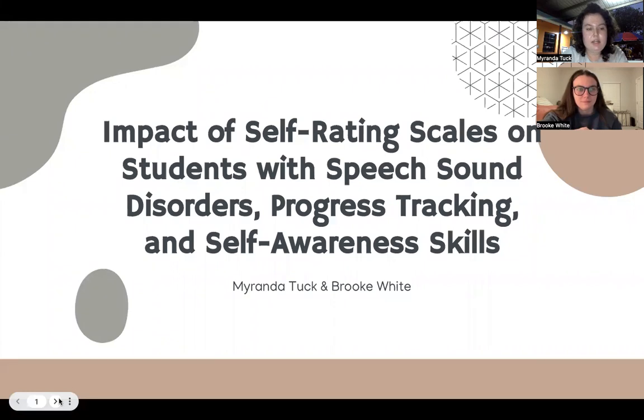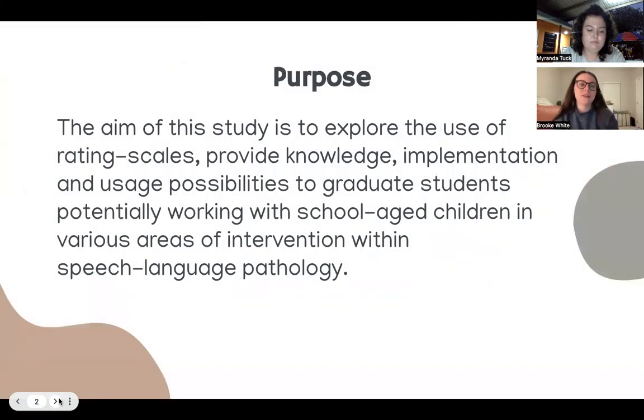And today we're going to be talking about the impact of self-rating scales on students with speech sound disorders, progress tracking, and self-awareness skills. So the purpose of our study is to explore the use of rating scales, provide knowledge, implementation, and usage possibilities to graduate students that are potentially working with school-age children in various areas of intervention within speech-language pathology.